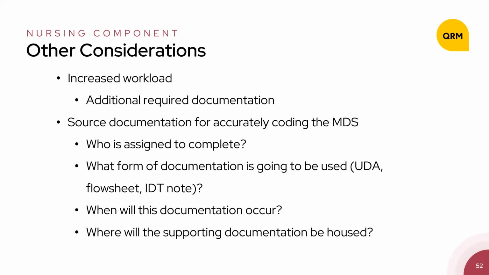You need to know when this documentation needs to occur, right? If we're not getting this documentation until after the ARD, we're going to be in trouble. What's the look back period for this item? Pay attention to section GG. When does my documentation have to be in the chart? What is my look back period? And then where is that supporting documentation going to be? Do we have a specific place in our medical record that we're keeping it so that we can easily identify and support that coding? Making sure that we understand what needs to be documented and making sure that we have a good place for it to be.